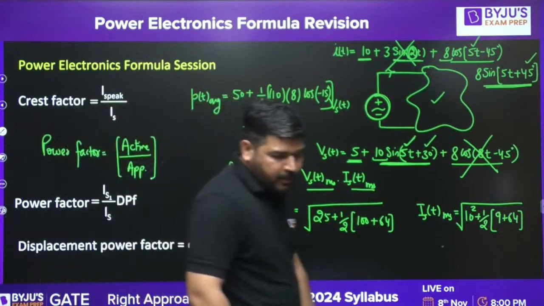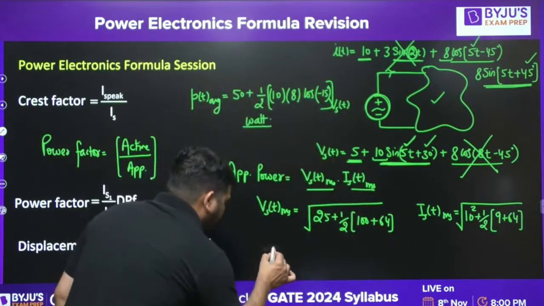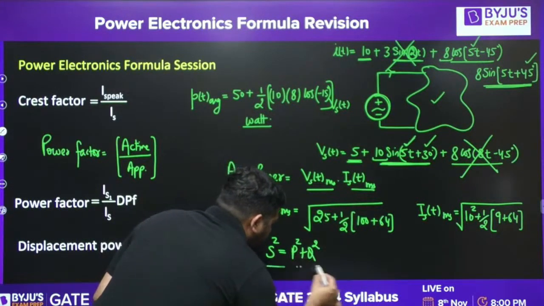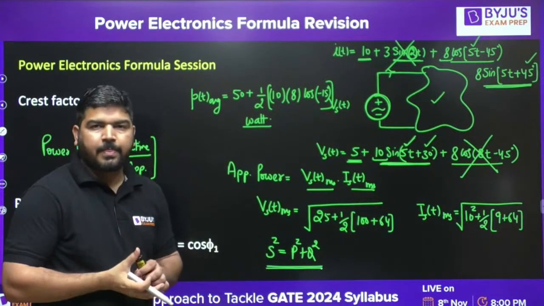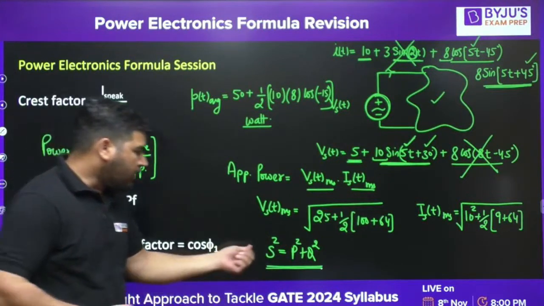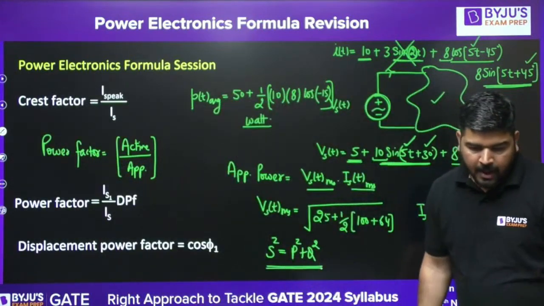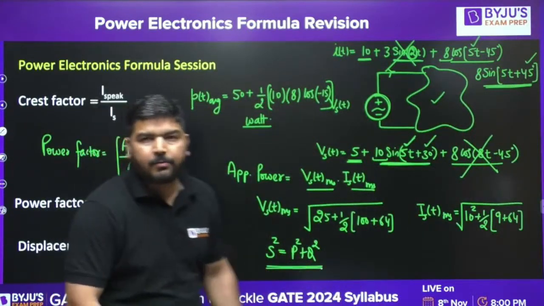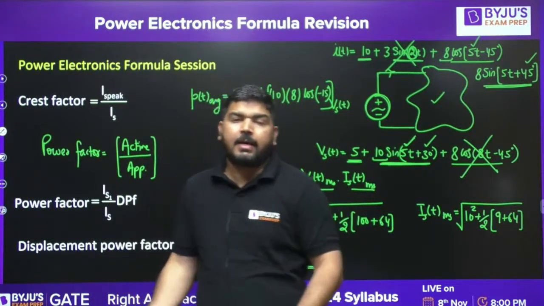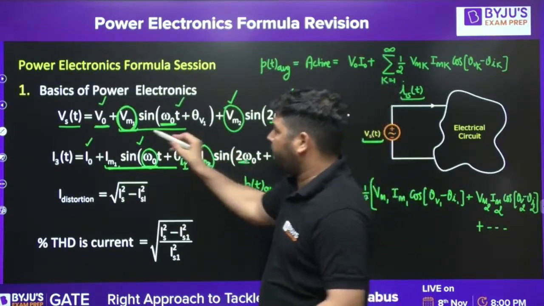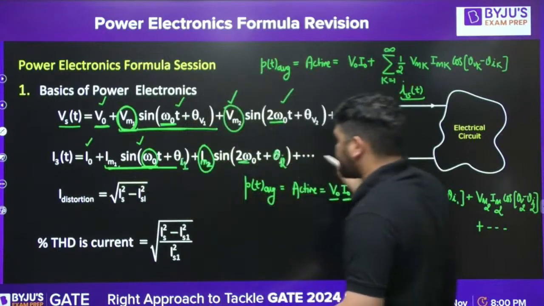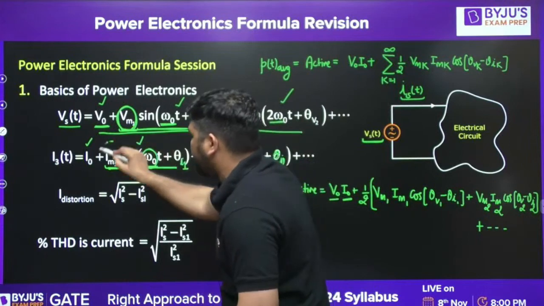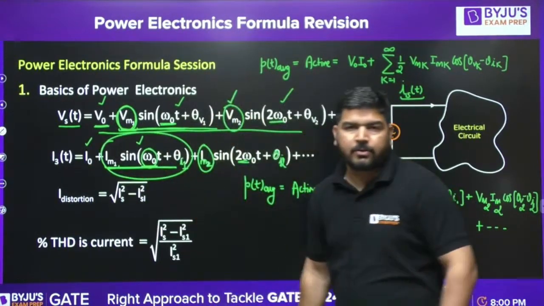But there are some students who think that apparent power square is equal to active square plus reactive square. Now this formula is not correct here. This is wrong actually. You cannot find reactive power like this, because here we have the harmonics in current and voltage. Whenever there are harmonics in current and voltage, or in any quantity, let's say harmonics in current only, but in voltage we have a pure sine wave. Or you can say that there are harmonics in voltage, but current has only one sinusoidal component.